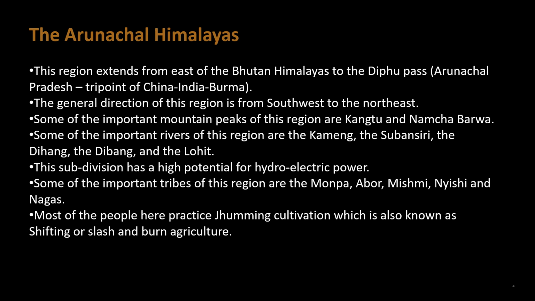Some of the important mountain peaks of this region are Kangto and Namcha Barwa. Some of the important rivers of this region are the Kameng, the Subansiri, the Dihang, the Dibang, and the Lohit. This subdivision has a high potential for hydroelectric power. Some of the important tribes of this region are the Monpa, Abor, Mishmi, Nyishi and Nagas. Most of the people here practice jhuming cultivation, which is also known as shifting or slash and burn agriculture.